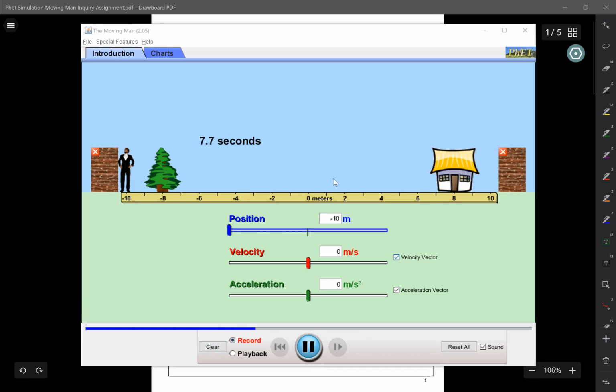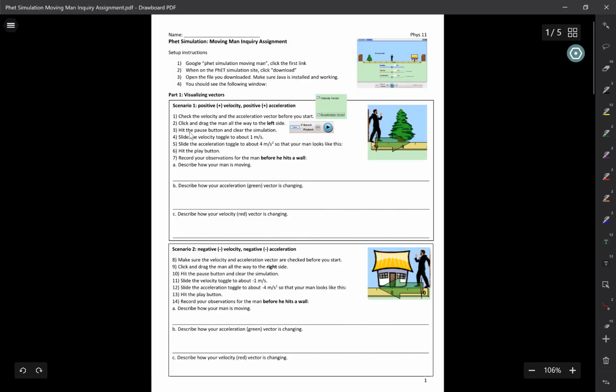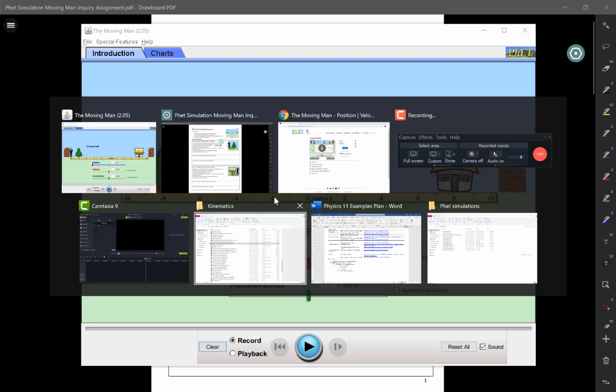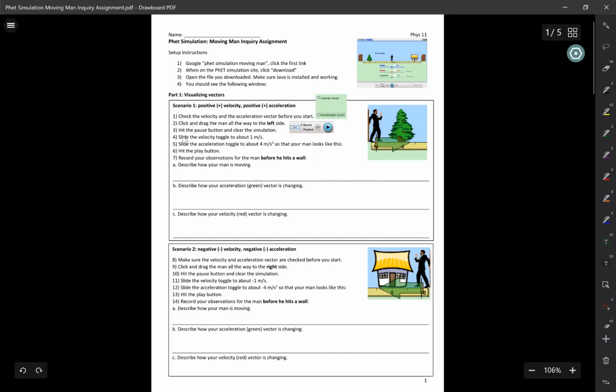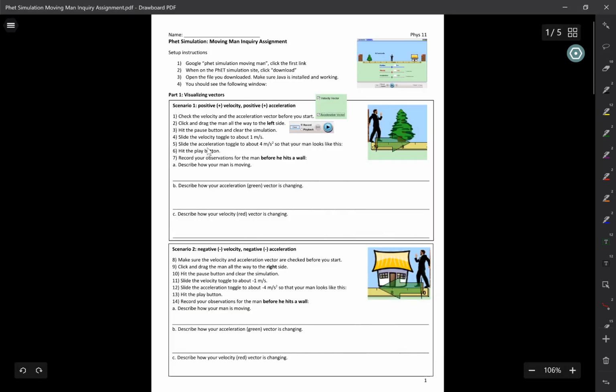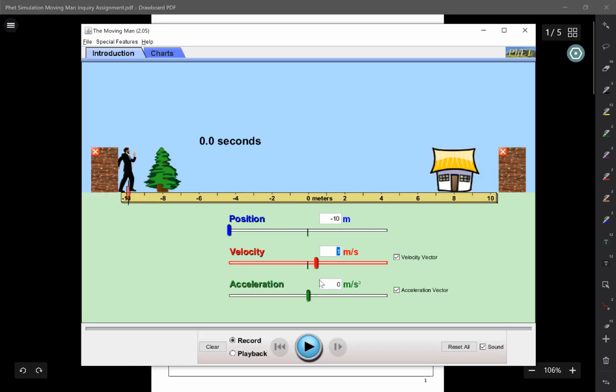Okay, so it's playing. And that's why here you want to hit the pause button and clear the simulation. I want to pause it. I want to clear it. So now I have this guy here. And we can now slide the velocity toggle to 1 meters per second. So I find it easier just to type it in, but if you're a toggle person, you can toggle it. But it doesn't have to be precise, it's just roughly 1. And slide the acceleration toggle to 4, so your man looks like this.